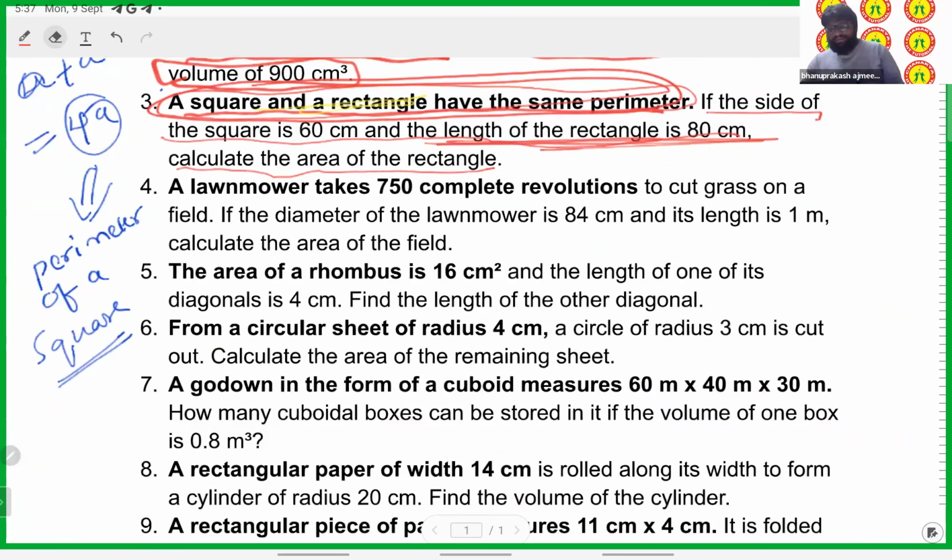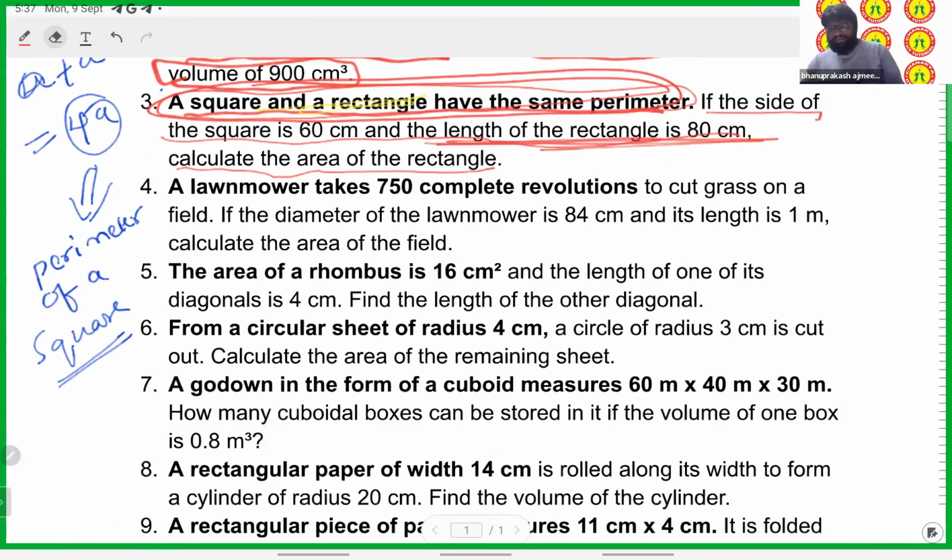So, length into breadth is equal to how much? You got breadth of the rectangle? Sir, I got the breadth as 40 centimeters, sir. You got breadth as 40? Yes, sir. Because if we substitute the values, it's coming as 40 only.